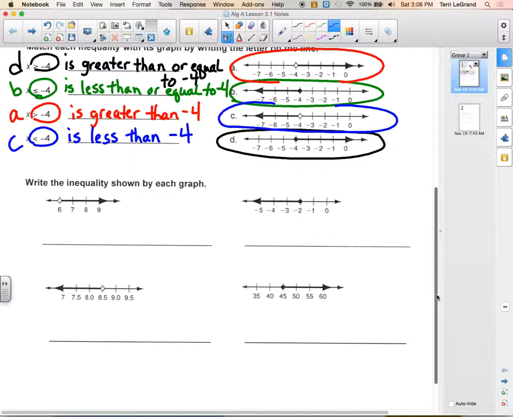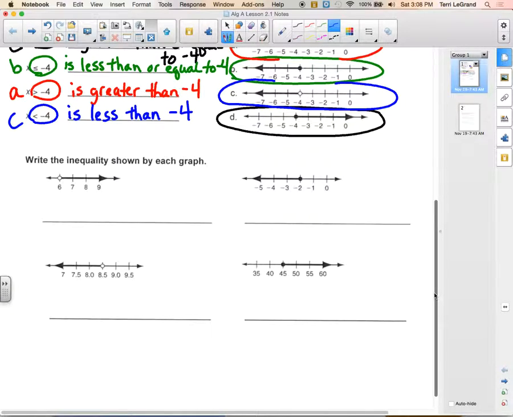They give us the graph, we're going to write the algebraic inequality. So our shaded region, you can use any variable you want, by the way. We'll just stick with x. We're going to say x, the shaded region, is greater than, it's going to the right, so is greater than 6. 6 is not shaded in, so we're not going to put the equal to bar because it can't be 6. So x is greater than 6 is the algebraic representation of the solution shown on that graph.